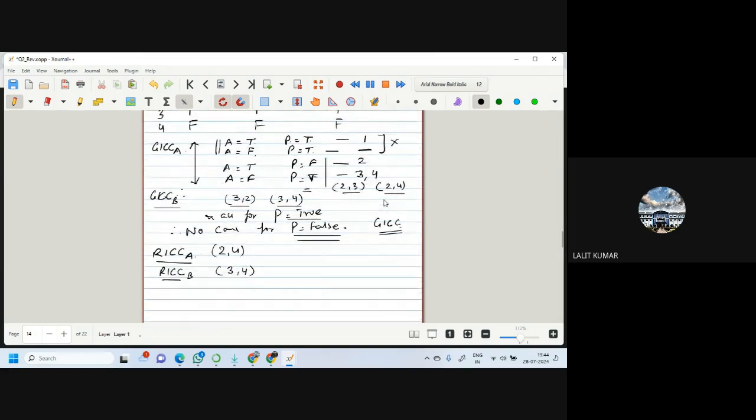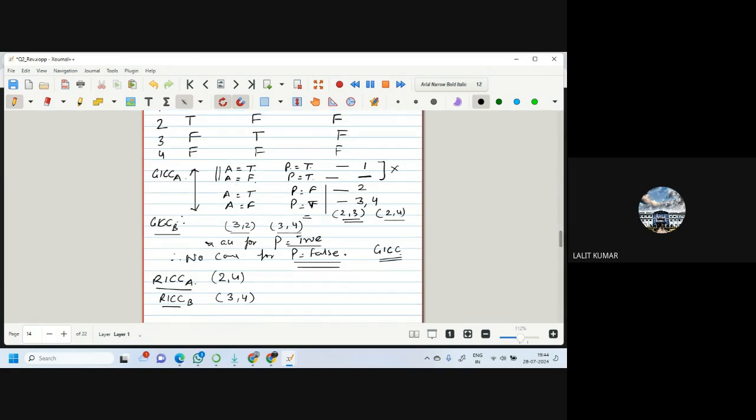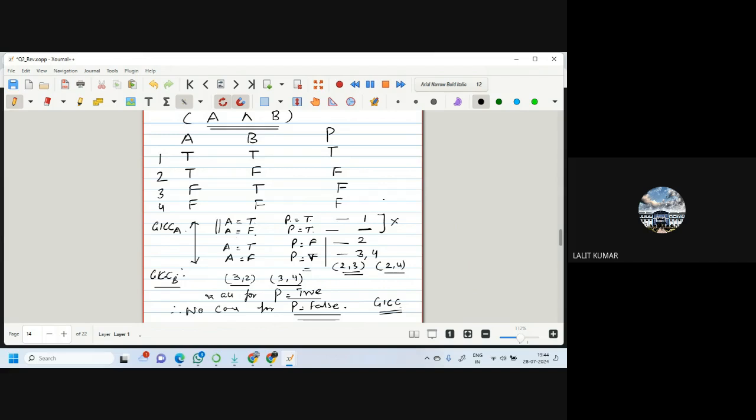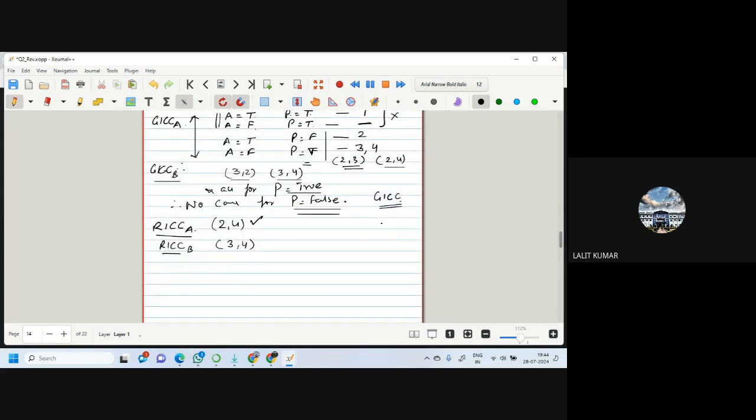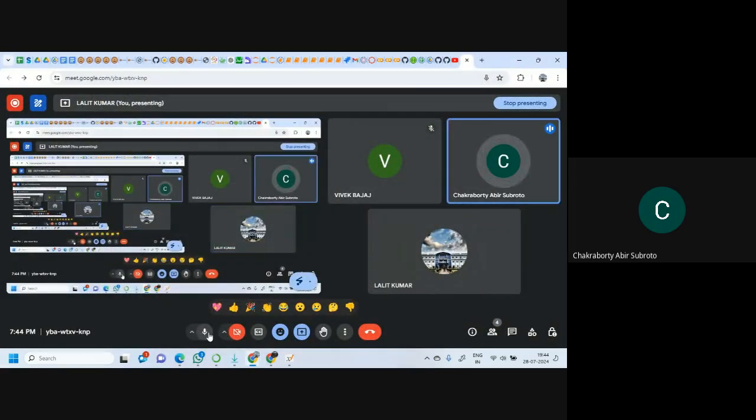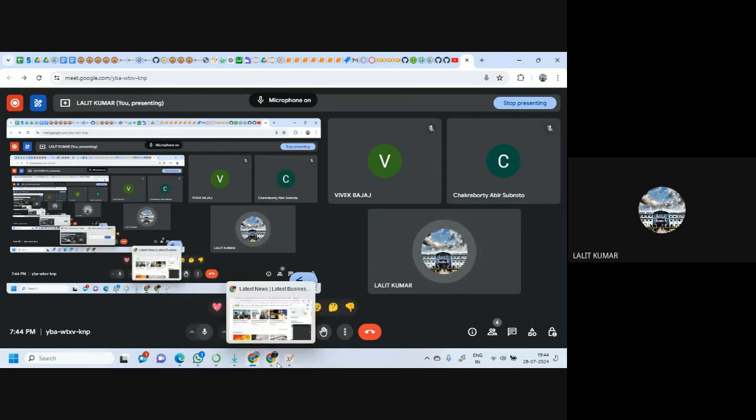Okay. And now from here we can find the RICC also. So 2, 3 and 2, 4, we got 2, 3. Is 2, 3 a RICC for alpha? No, because my minor clause is changing. So 2, 3 and 2, 4 has become RICC for A. And for B, 3, 4, because A is not changing. So I got RICC for alpha and RICC for beta. Got it. So this is also from the PYP.